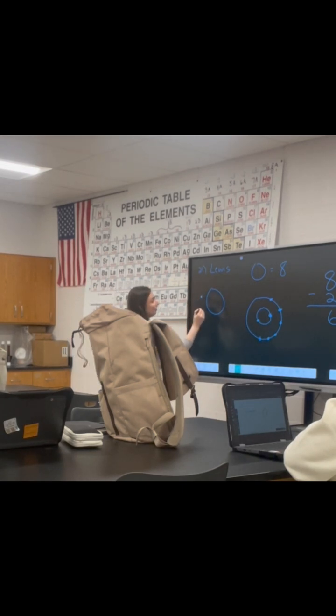So 1, 2, 3, 4, 5, 6. So you write the letter O, and then you write the electrons in that outside layer around it. And that's what we do.